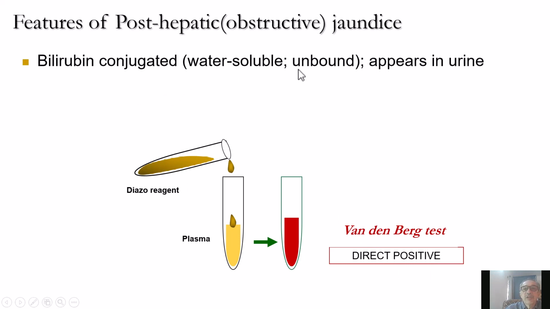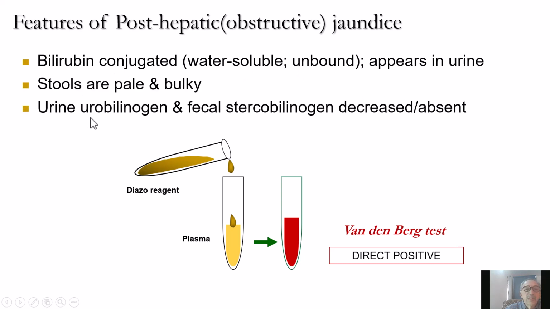Bilirubin is conjugated, water soluble, unbound, and appears in urine. Stools are pale, as we already saw. Fecal and urine stercobilinogen are decreased or absent. These are the key features of obstructive jaundice. Of course, plasma alkaline phosphatase is increased because it is excreted by the liver.